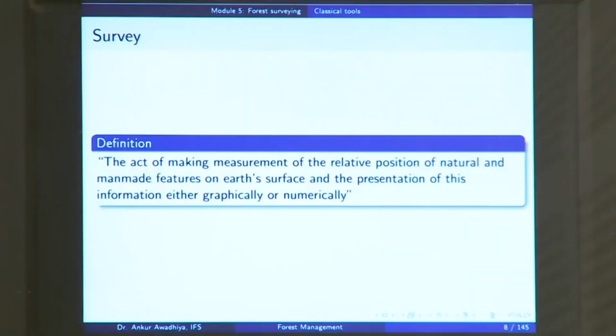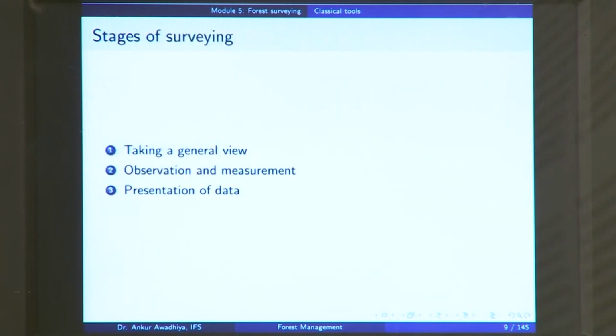So, you can present this information either graphically or numerically, and when you are taking the measurements and you are presenting this information, then this whole process is known as survey. A survey is generally done in 3 stages. The first one is to have a general view of the whole area. You can also refer to this as a reconnaissance.